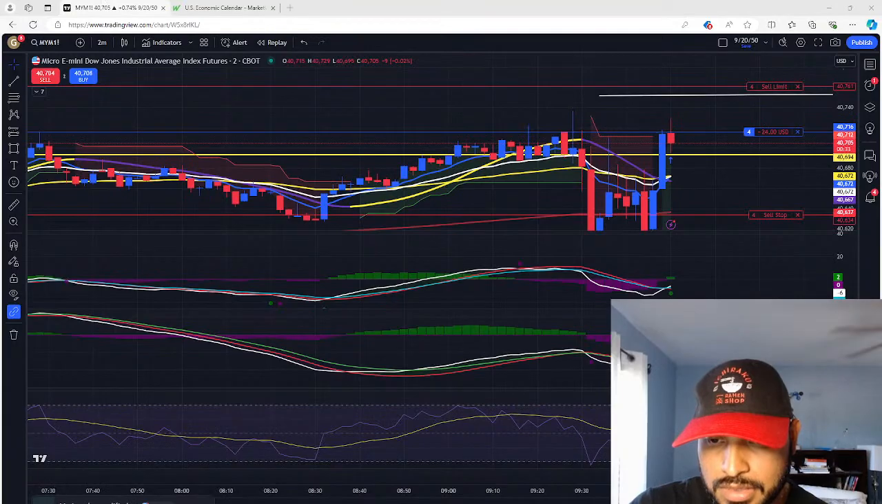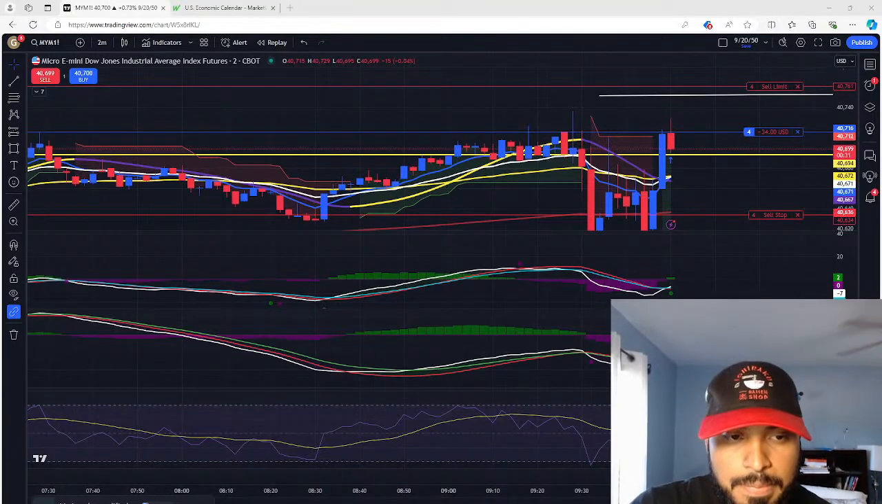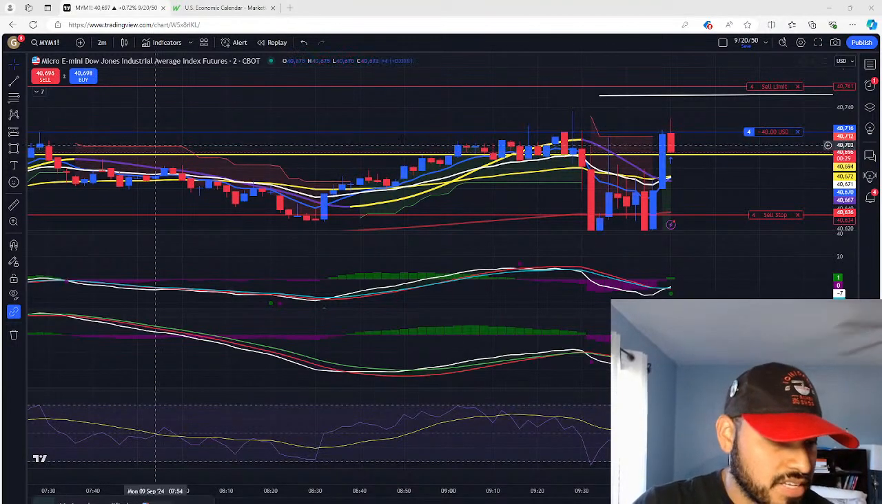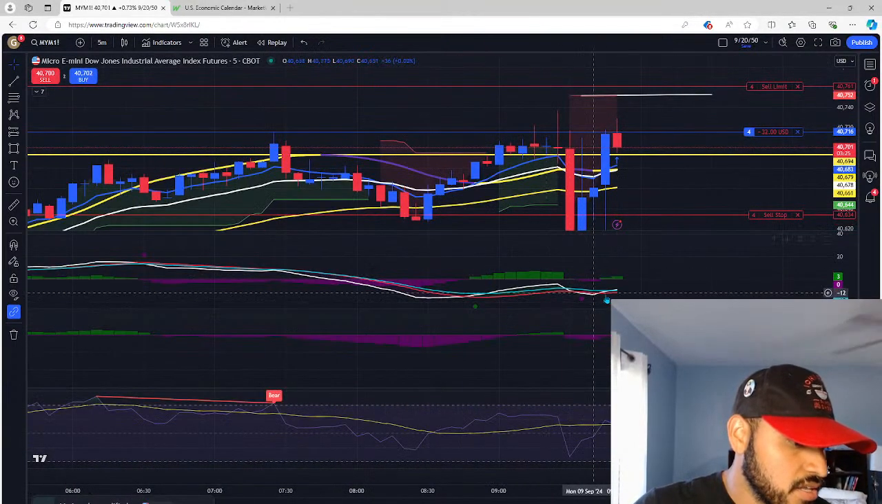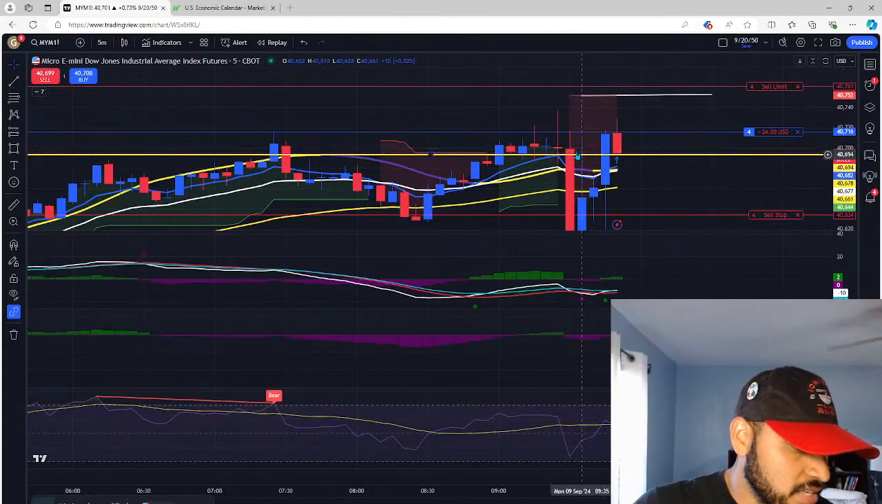Around there. Let's see if I can scalp and move to the upside. It's a little bit premature. On the 5-minute we do have a MACD cross. We are a little bit bullish. It's okay. Let's see.